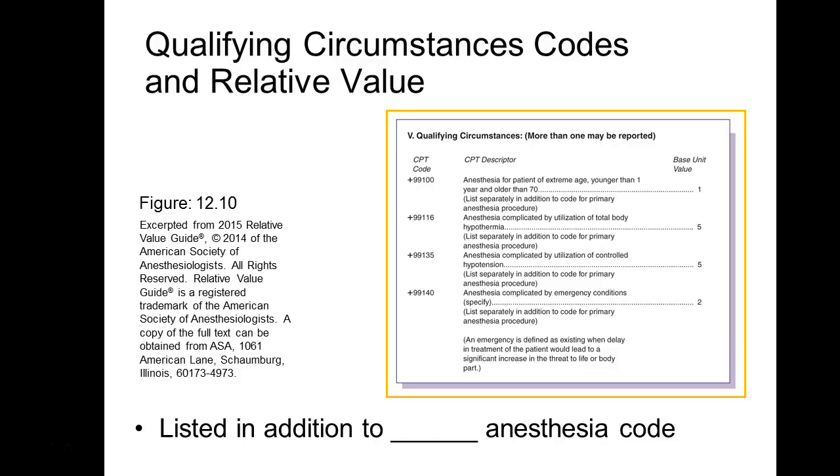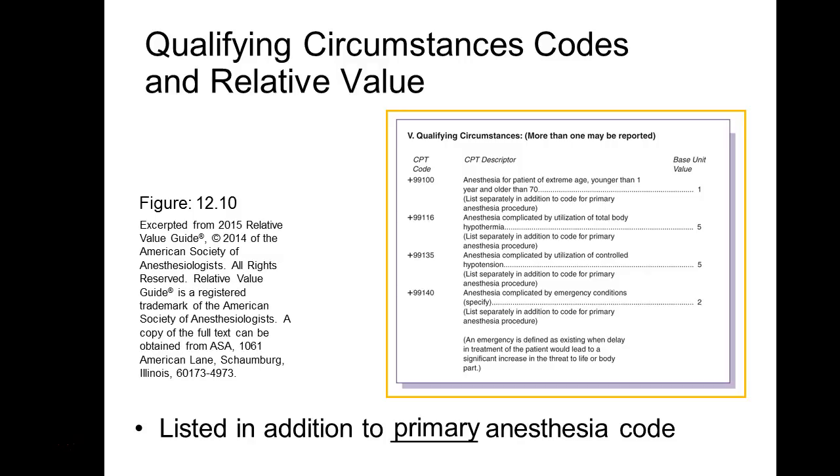is the anesthesia complicated by emergency conditions. And as the notation right here tells you, an emergency is defined as existing when a delay in treatment of the patient would lead to a significant increase in threat to life or body part. So again, if someone has a crush injury from a car accident and we need to amputate that foot now, that's going to be a 99140.